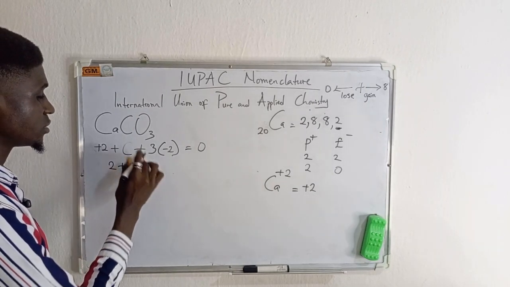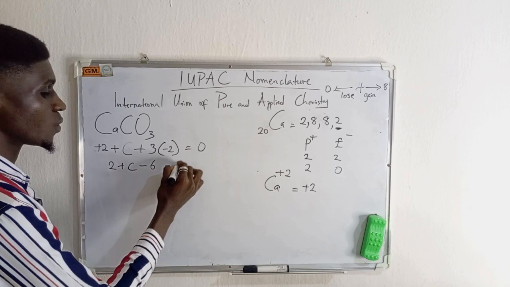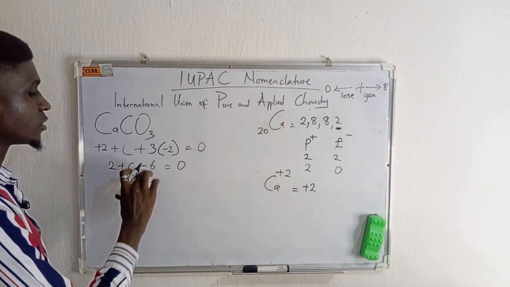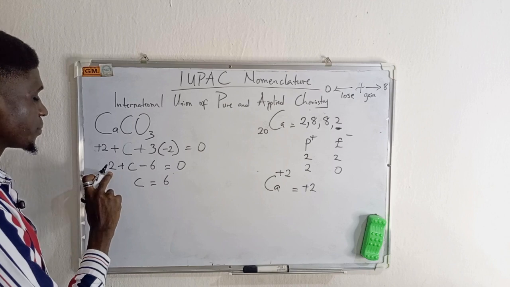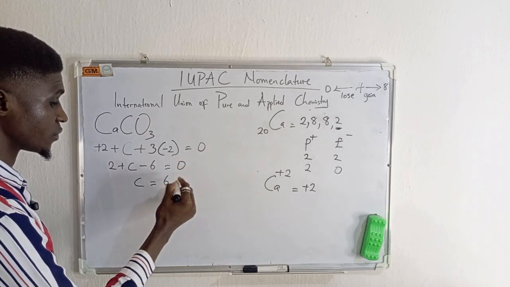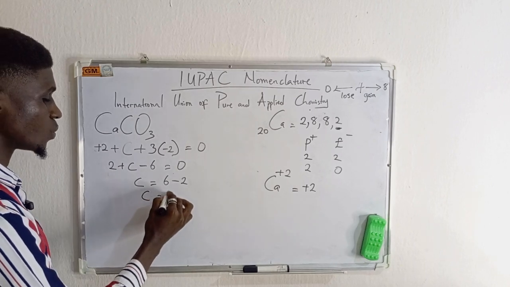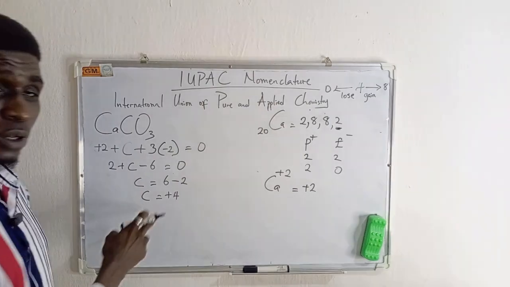We have 2 plus C. Plus times minus is minus. 3 times 2 is 6, equal to 0. We have C equal to, when -6 crosses over to this other side, it becomes +6. When +2 crosses over to the other side of equality, it becomes -2. So carbon is equal to +4 here. The oxidation number of carbon here is +4.